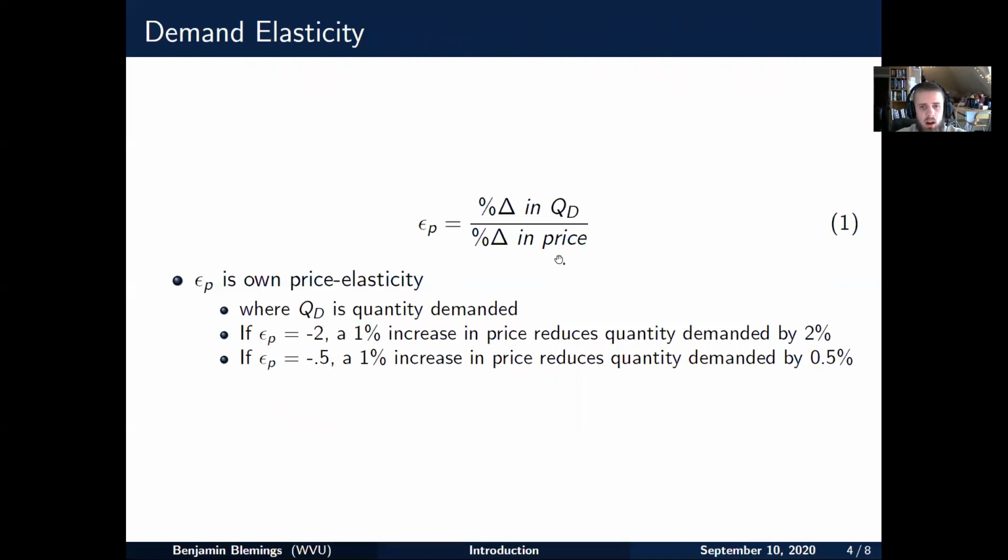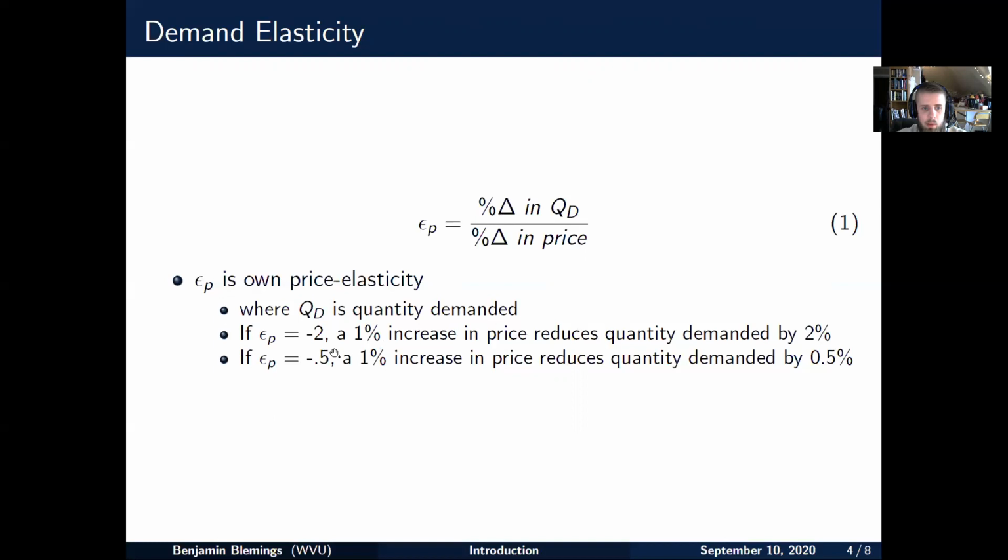And now let's formally define elasticity, or demand elasticity, price elasticity, mathematically. We just have the percent change in quantity demanded over the percent change in price. It's called the own price elasticity, denoted by this epsilon p. And if epsilon p is -2, that would mean a 1% increase in price reduces quantity demanded by 2%, and that would mean that it's elastic because it's greater than 1 in absolute value.